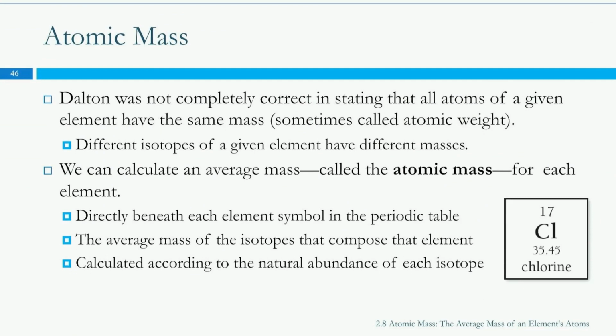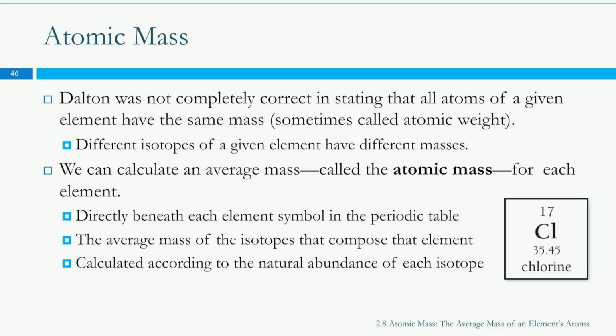Dalton was a little bit off, stating that all atoms of a given element have the same mass. They have the same number of protons, but sometimes they have different numbers of neutrons. Of course, Dalton was working on a scale of grams with bulk samples, so they all would have had the same mass on average, because you would have these other isotopes mixed in. So we can calculate an average mass, called the atomic mass, and that's the number we see on the periodic table. That's why this is 35.45 and not exactly 35 or exactly 36 or exactly 37, because it's a combination of abundance and the mass of those.